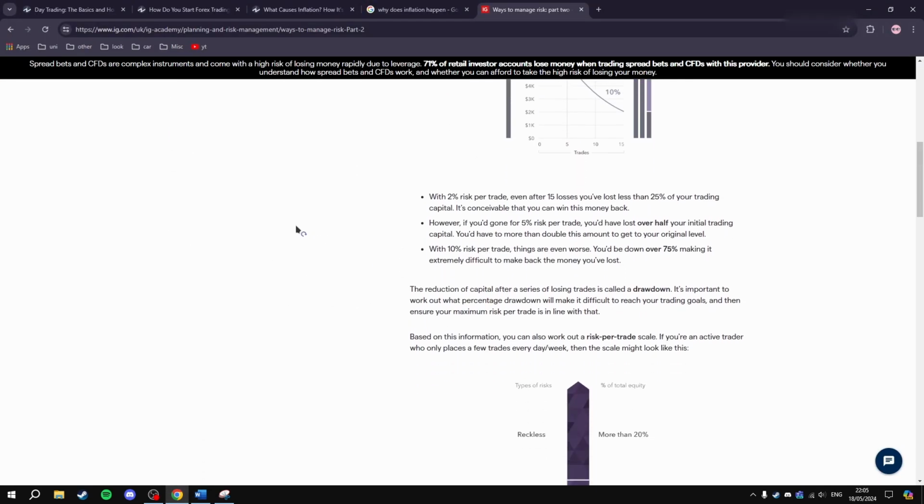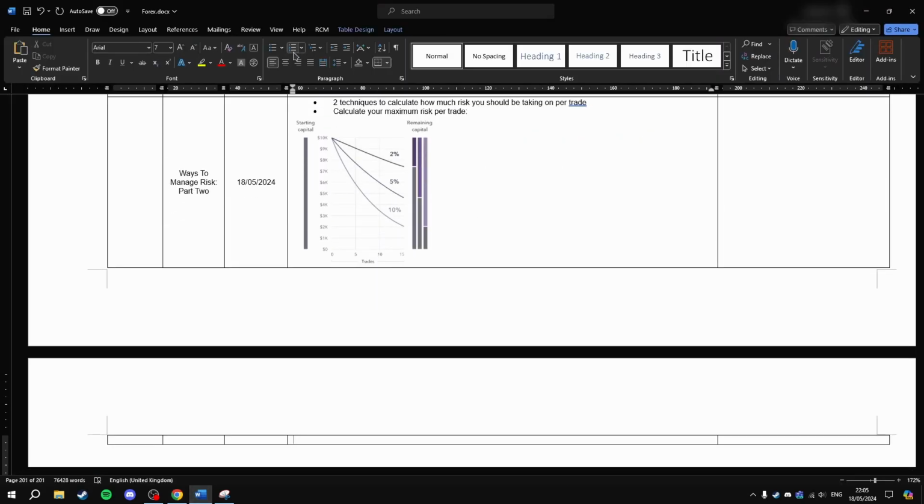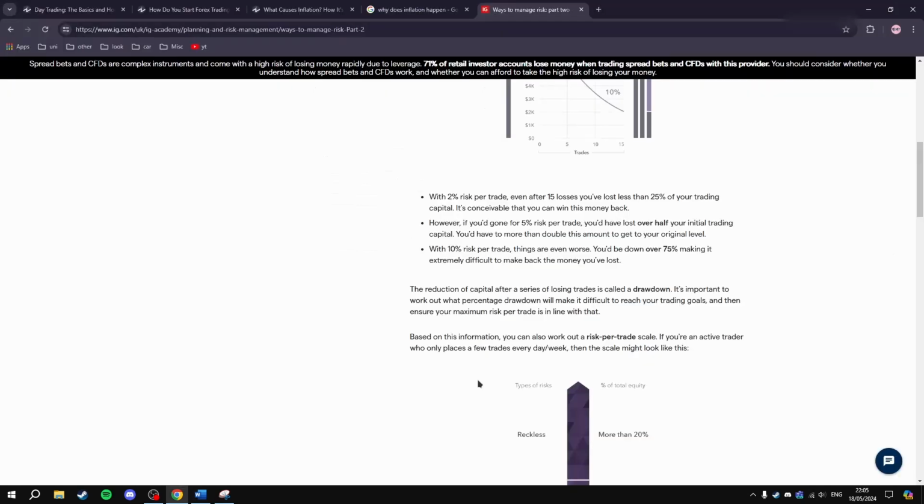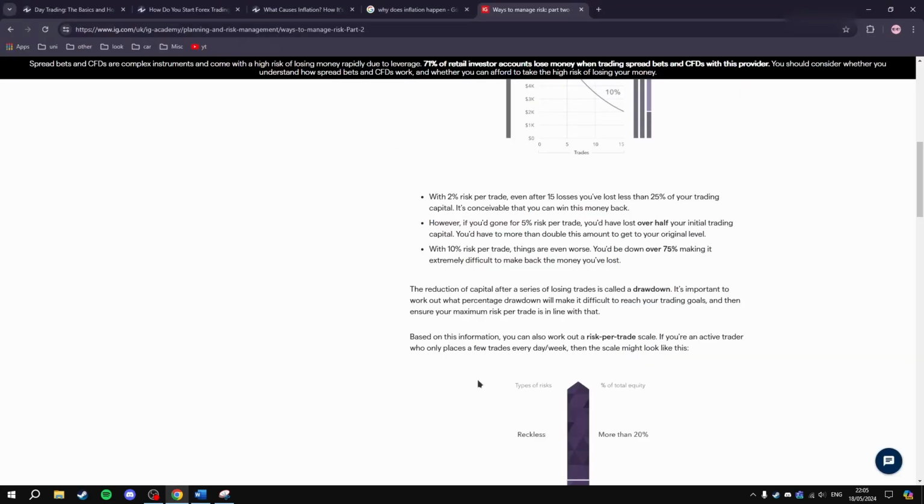The reduction of capital after a series of losing trades is called a drawdown. It's important to work out what percentage of drawdown will make it difficult to reach your trading goals, and then ensure your maximum risk per trade is in line with that.